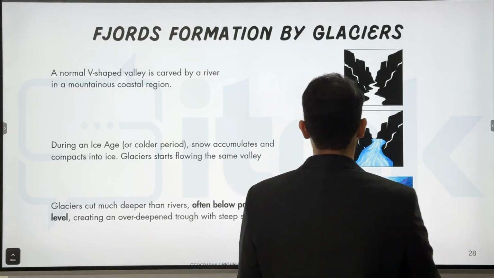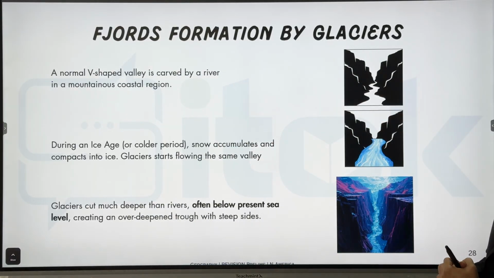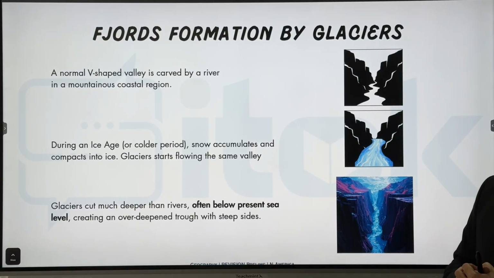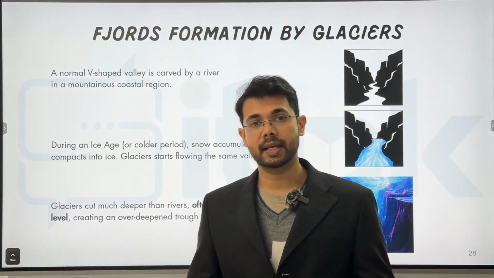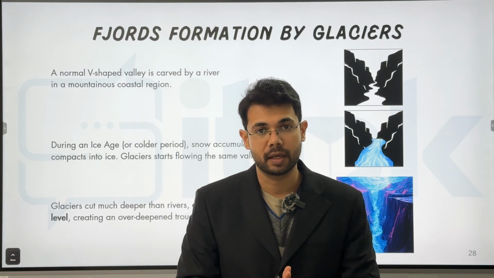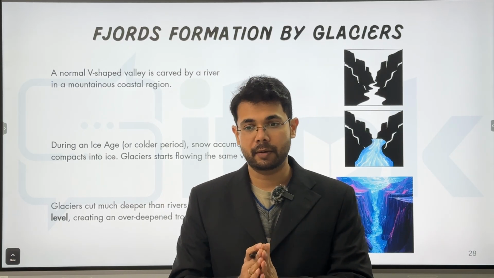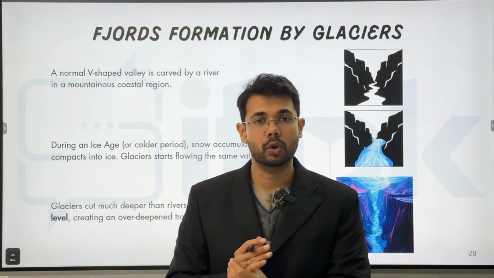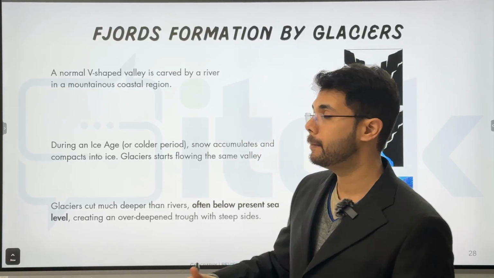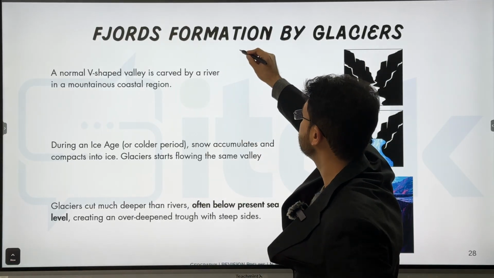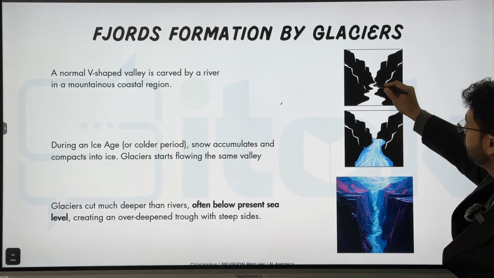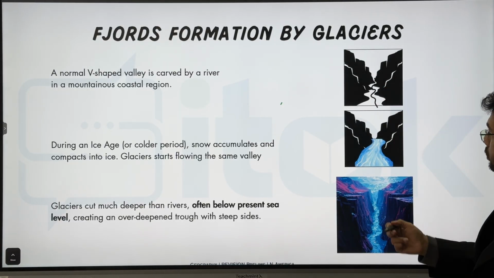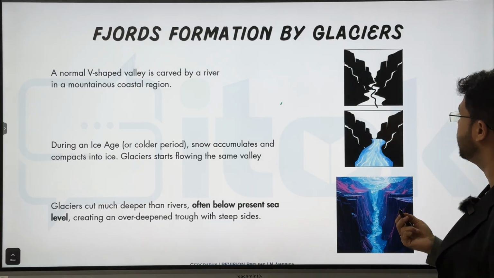You see, first what happens is that a normal V-shaped valley is carved by a river in a mountainous coastal region. So a prerequisite for the formation of fjords is that there has to be a V-shaped valley formed by a river. That means a kind of pathway is already ready for a glacier to come. These are the mountains here, and we have a path already ready. This path is ready for the river, which is going right now, and later on a glacier will be coming here.